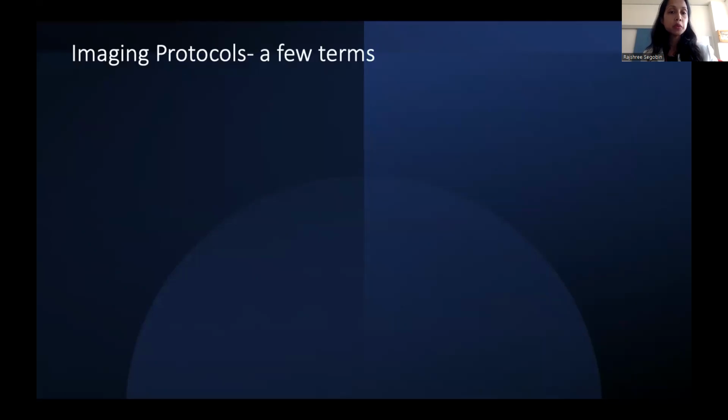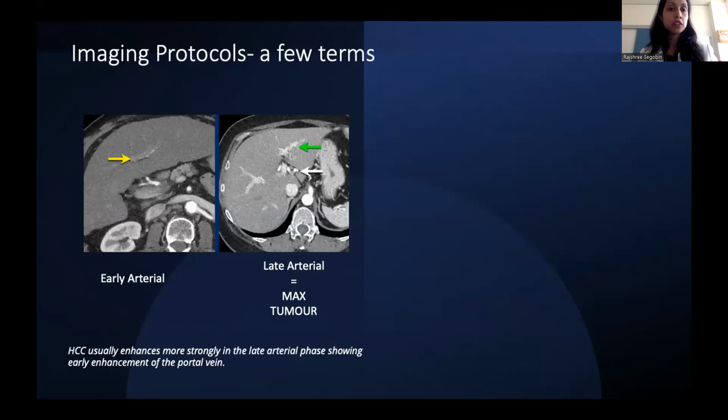But before we probe further into the very radiologist lingo, let me just clarify for those of you who might not be familiar with these terms, some of the imaging protocol terms. So what do we really mean by an early arterial versus a late arterial phase? This might not be clear to everybody here, but an early arterial phase is usually the timing of the study is about 25 to 30 seconds after injection of contrast.